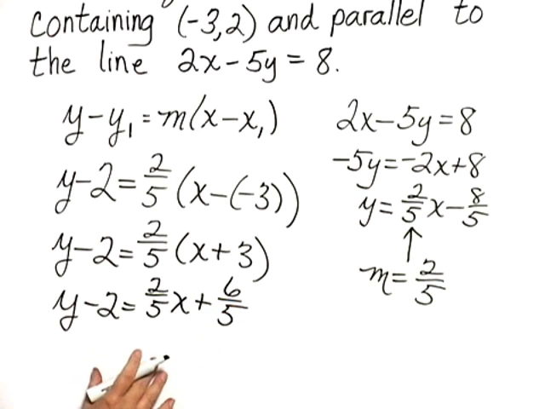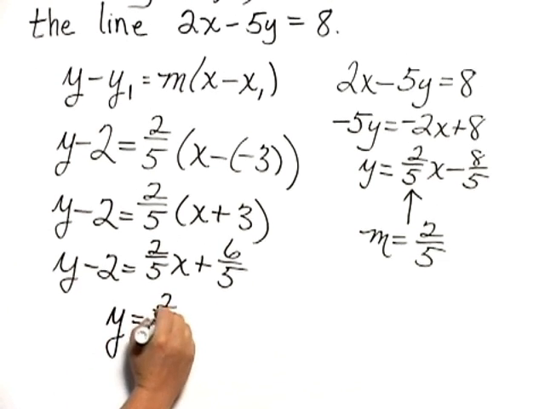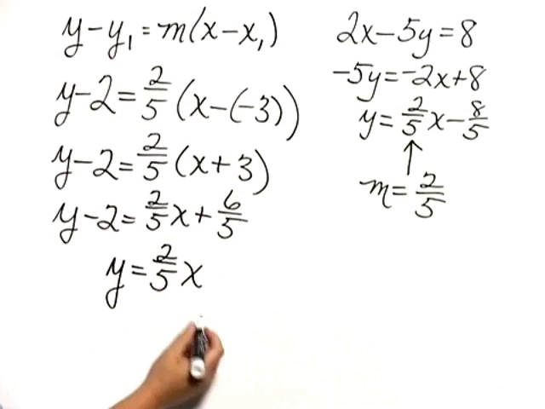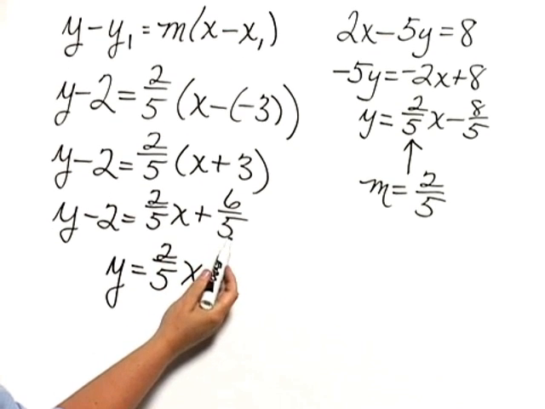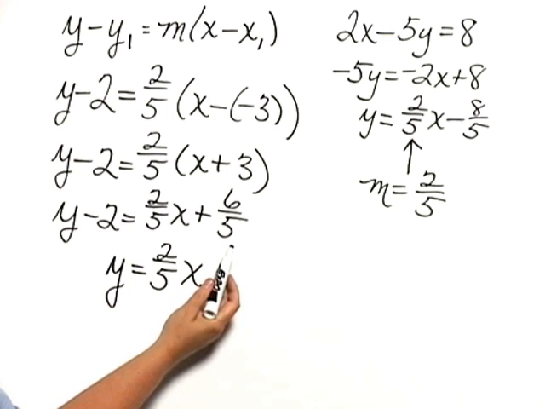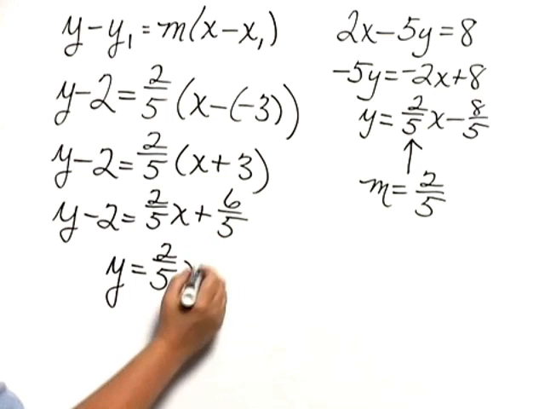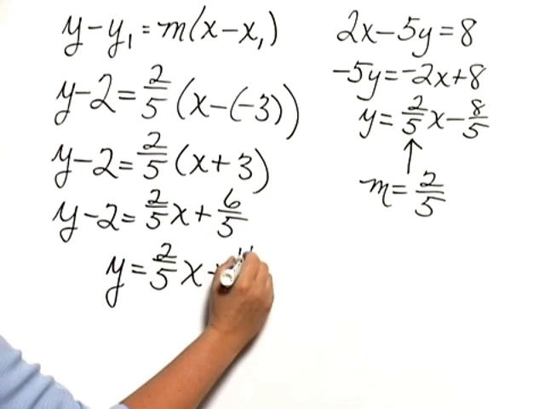We're not told what form to leave the equation in, and when we're not, we usually solve for y and leave it in slope-intercept form. So we'll solve for y by adding 2 to both sides. We have y = 2/5 x, and then when we add 2 to 6/5, 2 is the same as 10/5. So 10/5 and 6/5 will give us 16/5.